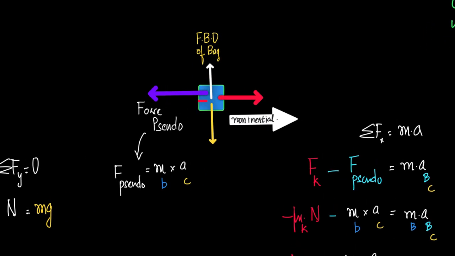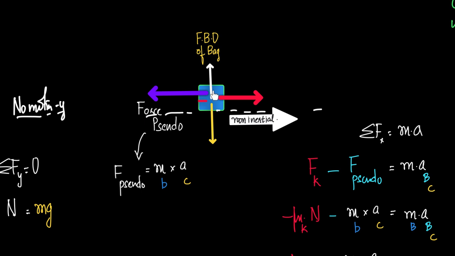Now if we analyze this free body diagram of the bag, including the pseudo force, we can say that sigma Fy is equal to 0. Why? Because there is no motion in the y direction. Why is there no motion in the y direction? Because the bag is moving on the trolley, so on the conveyor. If I draw a conveyor here, the bag is moving along the conveyor and not to and fro like this.